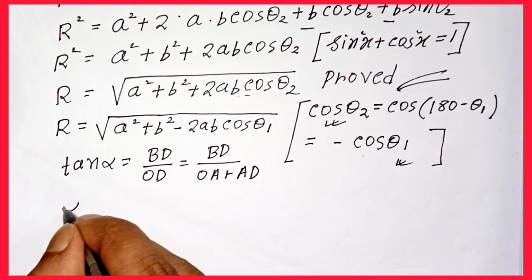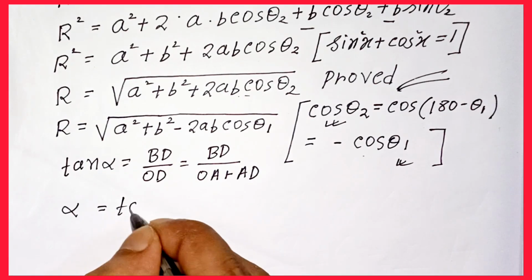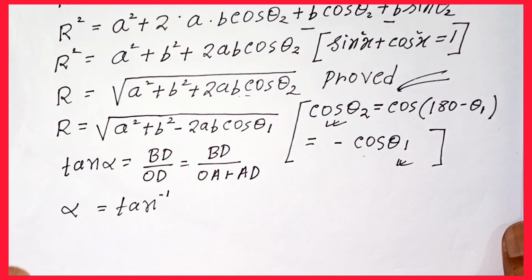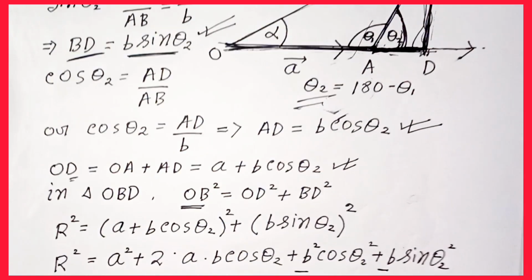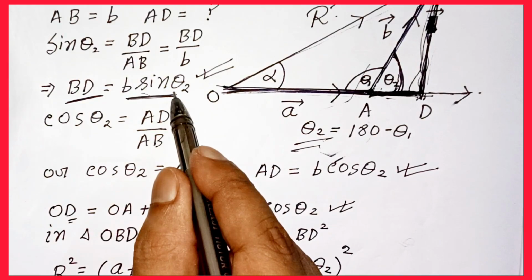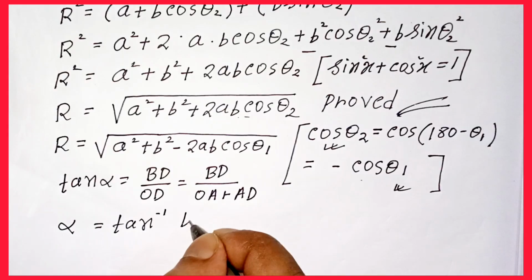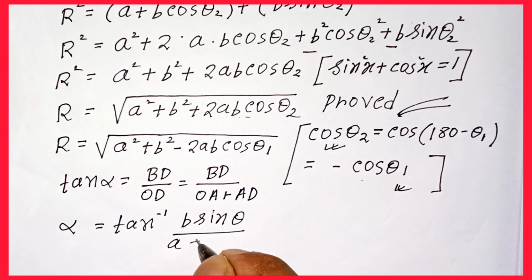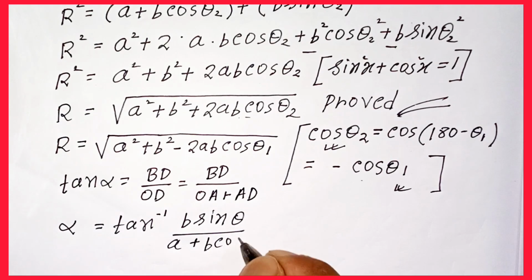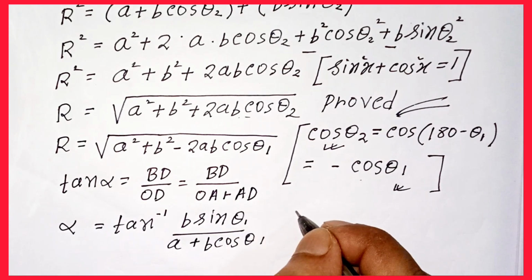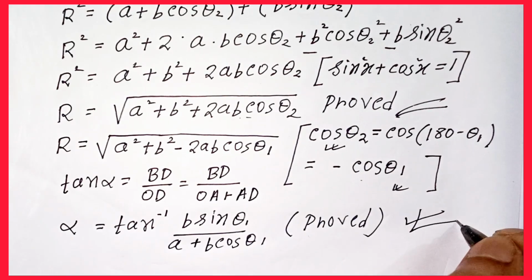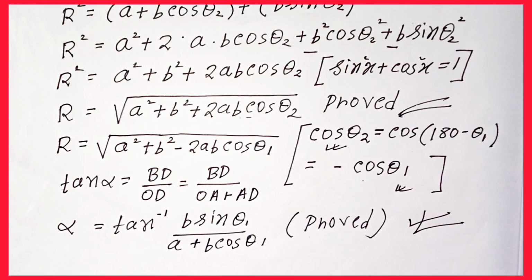This is tan alpha. So alpha equal to tan, going to the right hand side, so that is tan inverse. Alpha equals tan inverse of, what is the value of BD? BD equal to B sin theta 2. So note down B sin theta 2. You can do this derivation with theta, not theta 2, whatever you want. Okay. Anyways, proved. This is theta 2. Remember always. Anyways, thank you.